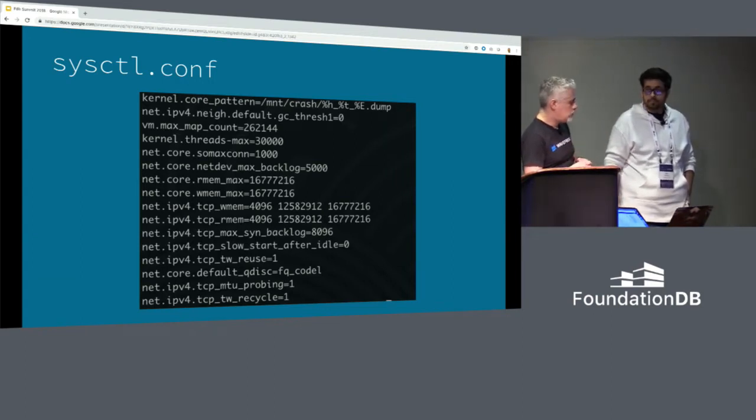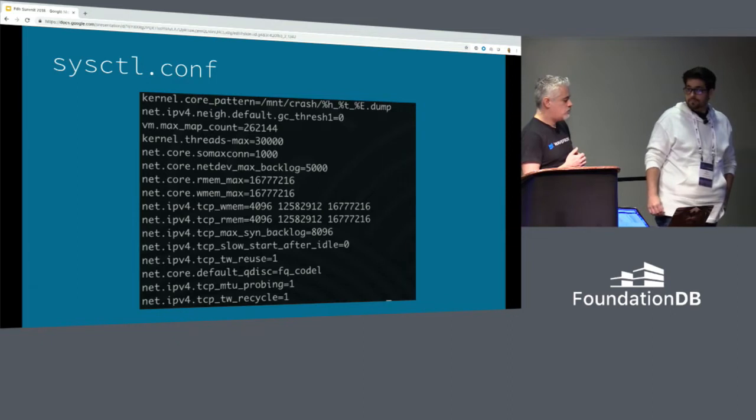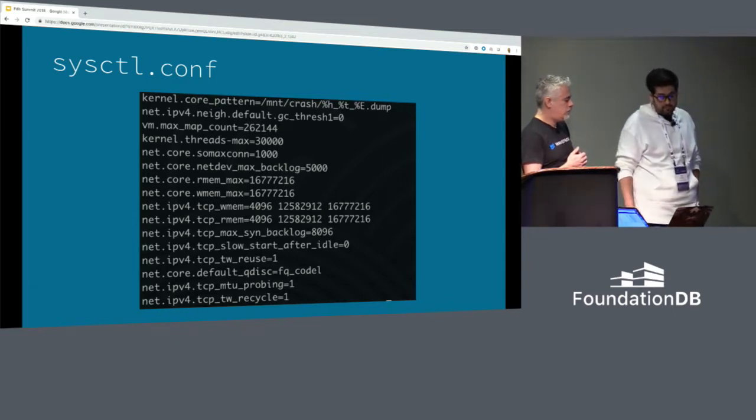We're also experts at tuning the kernel, or we've become experts. These values work for us in our workload. You should experiment, but this is something that we have done.